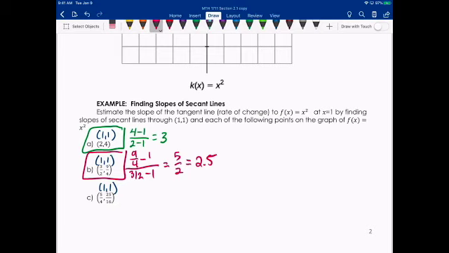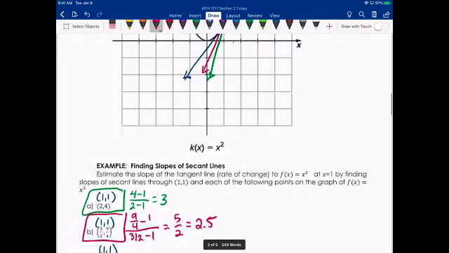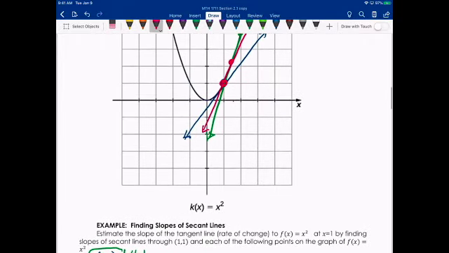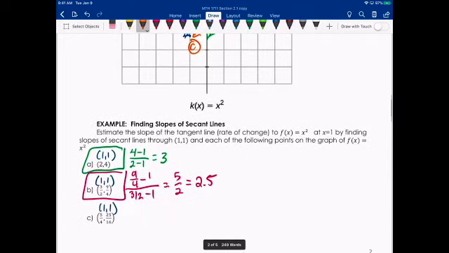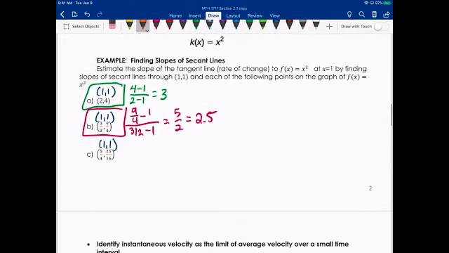Now I'm going to pick another point even closer, 1 1/4 instead of 1 1/2 now. So that's 5/4. So let's do orange. So now I'm going to pick this point here. Now I'm trying to find the slope of this line, which is getting closer and closer to the slope of the blue line, which is what we're trying to approximate.